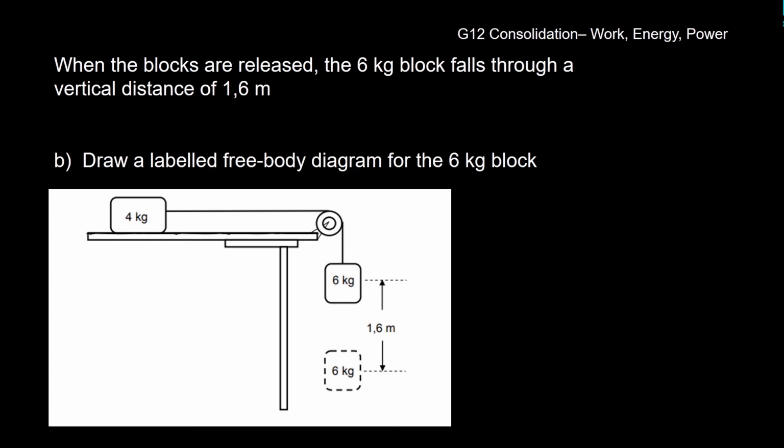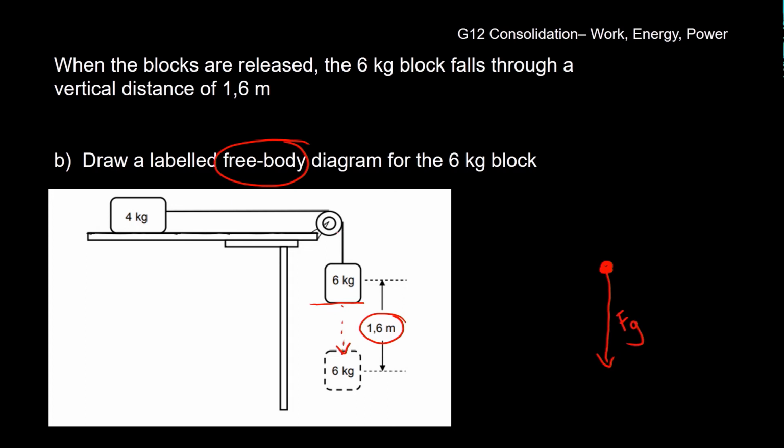It now tells us that the blocks are released. So from stationary, they were at rest. It has now been released, and this whole system has dropped. It falls through a distance of 1.6 meters. Draw a labeled free body diagram. Free body diagram, that's the one with the dot for the 6 kilogram block. Here's the dot. It represents the 6 kilogram object. What forces are working on it? Well, we definitely have got the gravitational force, like that. So Fg, we're going to label it.